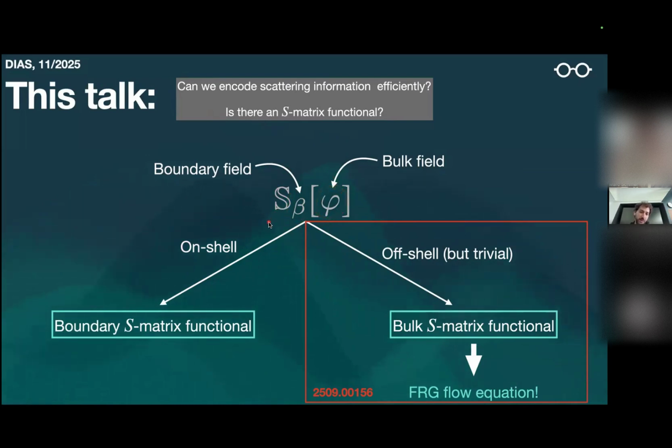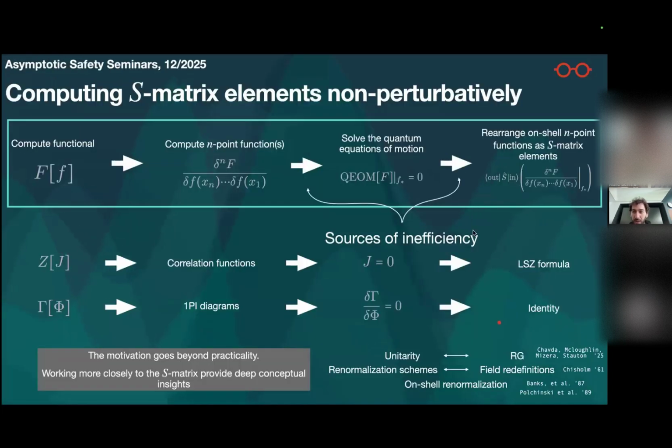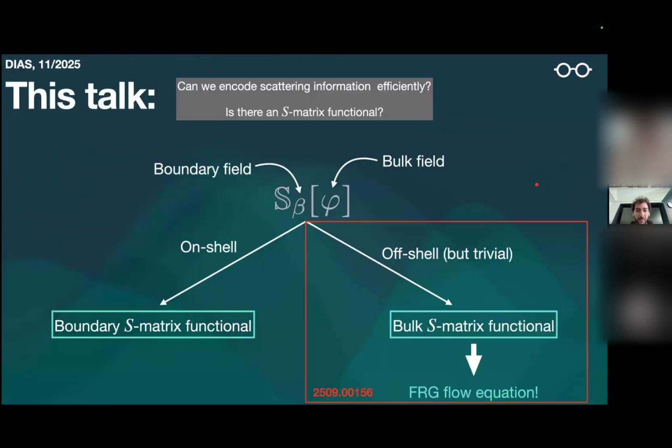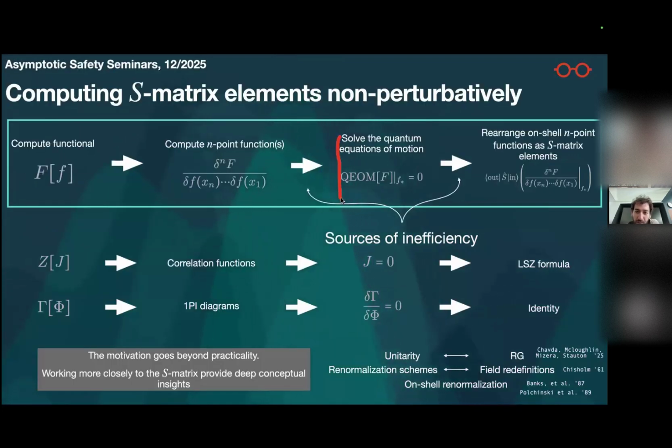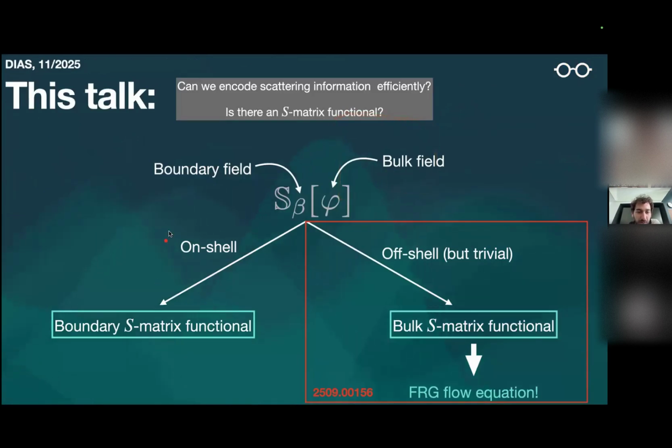Namely, when I take derivatives with respect to the boundary functional, then I can generate S-matrix elements. And if I take derivatives with respect to the bulk functional, then I also generate S-matrix elements. And I will, in both cases, avoid this step because I will be directly generating my S-matrix elements. When I take the boundary perspective, I actually don't need to take this step. I will elaborate on this later.